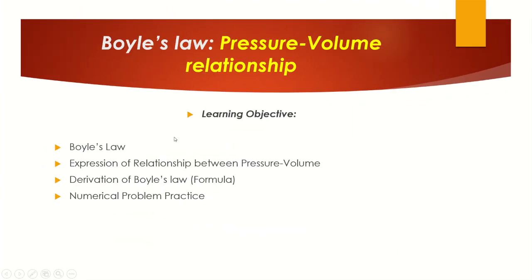So to recapitulate, we have learned what is called Boyle's law, and that is the relationship between pressure and volume. We have also learned about how to express the relationship between pressure and volume. We have also derived Boyle's law, the formula, and the equation, and we have also solved numerical problems. So with this, we are done with the first lesson.